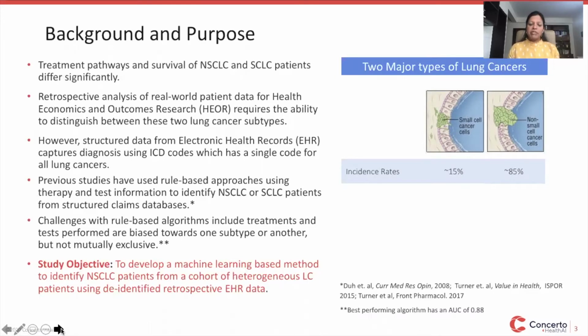So there have been previous efforts to develop rule-based approaches using therapy and test information to identify NSCLC as well as SCLC patients from structured claims databases. The challenge, however, of using rule-based algorithms is that these include treatments and tests that are performed predominantly on one subtype, but they're not mutually exclusive. And to our knowledge, the best performing algorithm using such approaches has an AUC of 0.88.